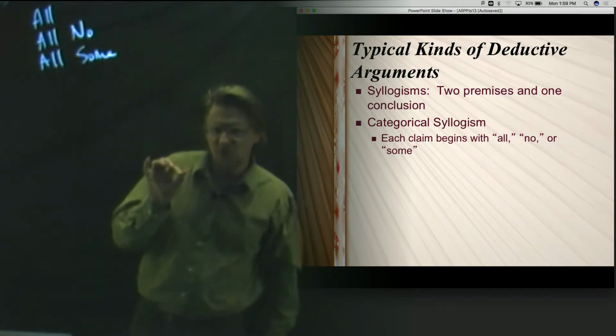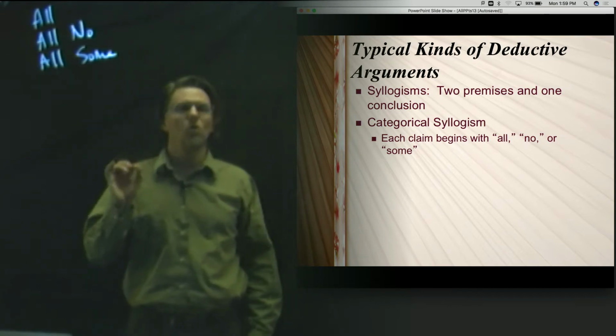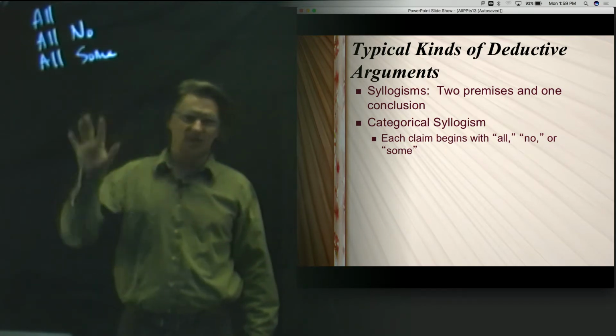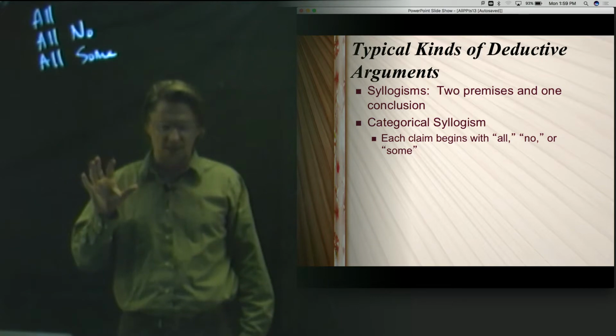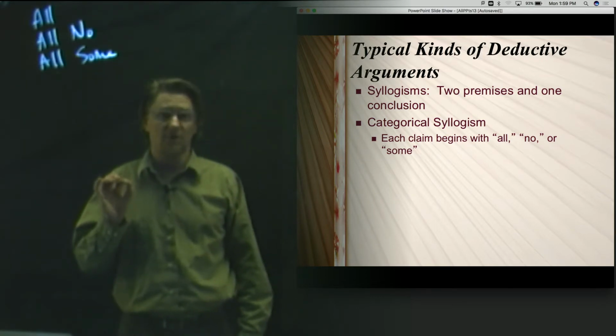But if each of your claims in that argument begins with specifically those words, you are definitely looking at a categorical syllogism. And while there might be a lot of other things to determine about what you're looking at, you can know then, if it's a categorical syllogism, it will be a deductive argument.